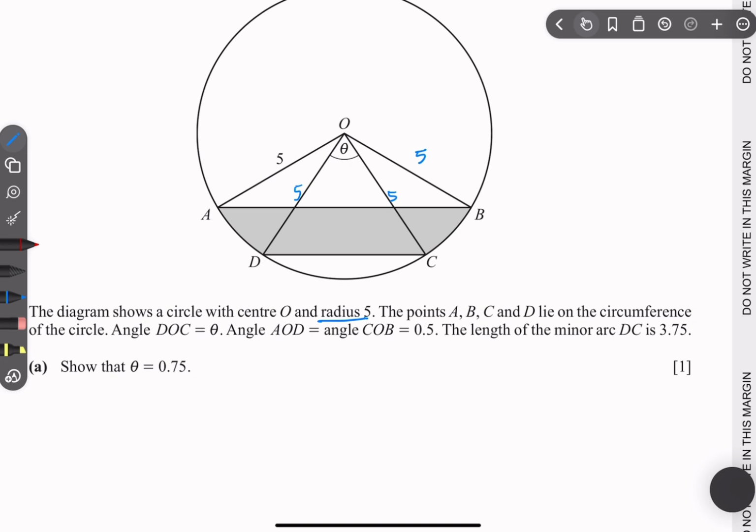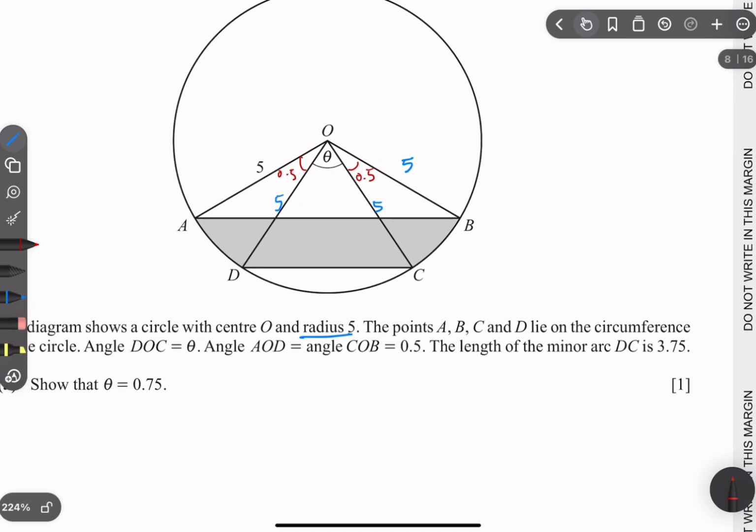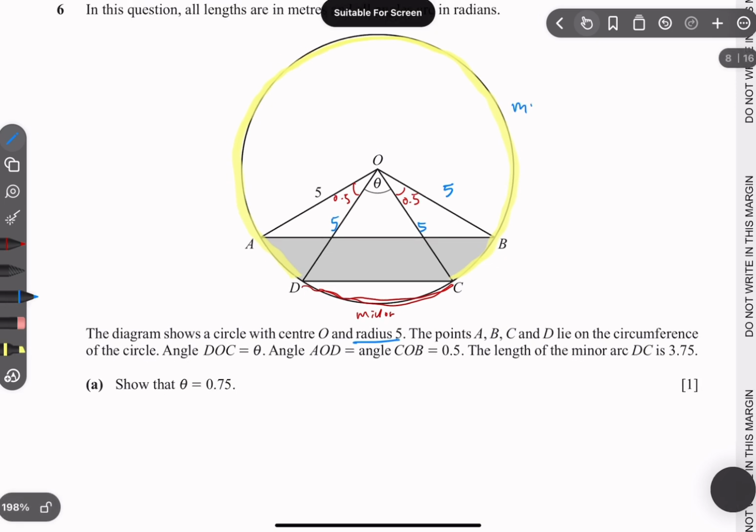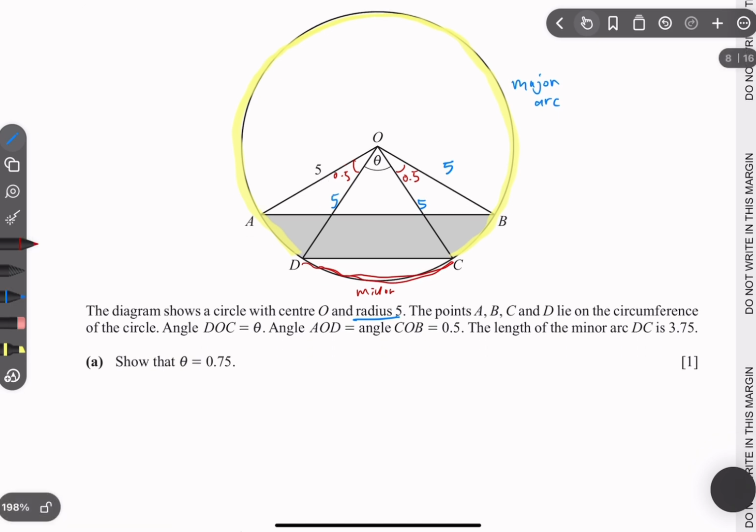So AOD is this part. This is 0.5. And angle COB is this part, which is also 0.5. The length of the minor arc DC is 3.75. So DC is this part. And this is the minor arc. And the major arc of DC is actually, wait, I should do it in a different color. So this is also DC, but it's the major arc. Okay, but the question wants minor arc DC. So we know that this is 3.75.